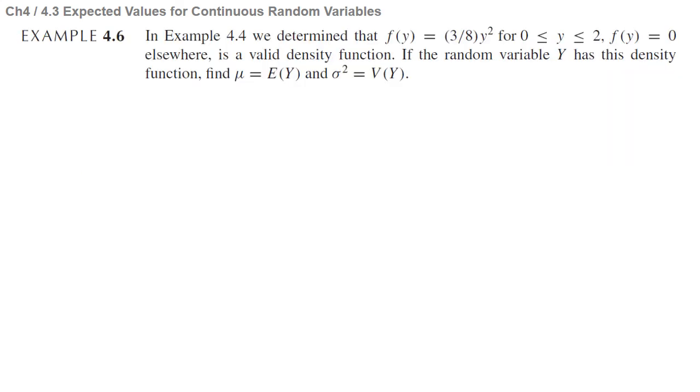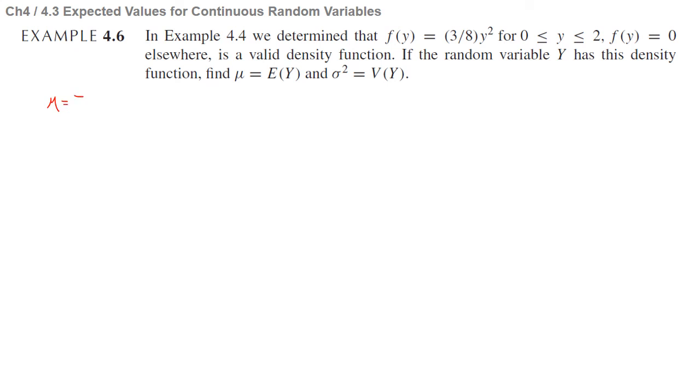Let's move on to example 4.6. In example 4.4, we determined that f(y) is 3 over 8 times y squared for y greater than or equal to 0 and less than or equal to 2, and f(y) is 0 elsewhere, which is a valid density function. If the random variable y has this density function, find mu and sigma squared, the expected value and variance of y. Okay, so let's do it one by one.